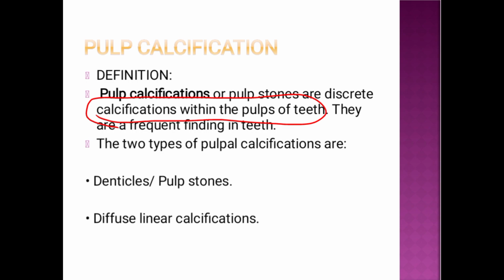Okay, so we're gonna do what pulp calcification actually is. The pulp within the tooth basically calcifies, and it's a frequent finding in teeth. The pulp of the tooth has discrete calcification. There are two types of pulp calcifications: either pulp stones, or denticles, or diffuse linear calcification.